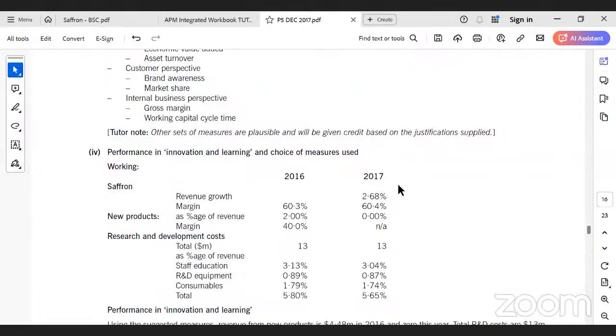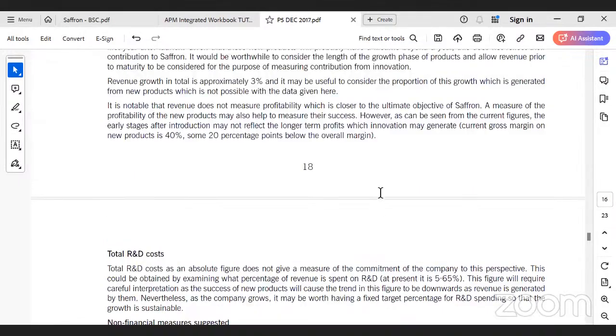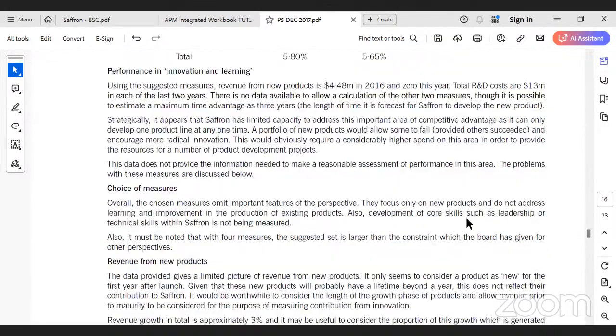Get the fourth one quickly. Further questions? This one. Yes.